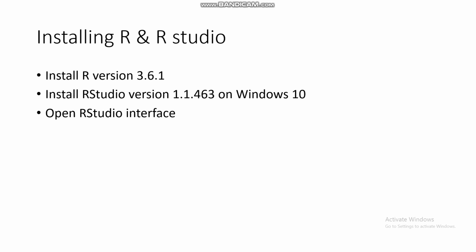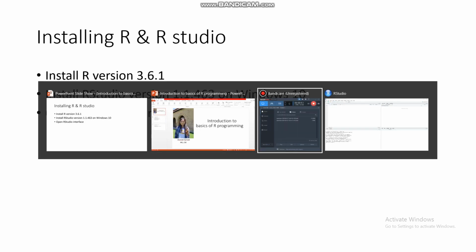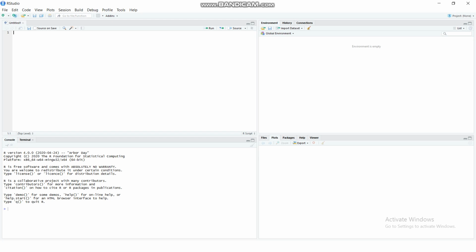Once you have downloaded and installed R version 3.6.1 and RStudio version 1.1.463 on Windows 10, open the RStudio interface. The RStudio interface looks like this. The window in the top left corner is the source window, which is used to edit a script and run it. The window in the bottom left corner is the console window. It is used to install packages or to run a particular command.